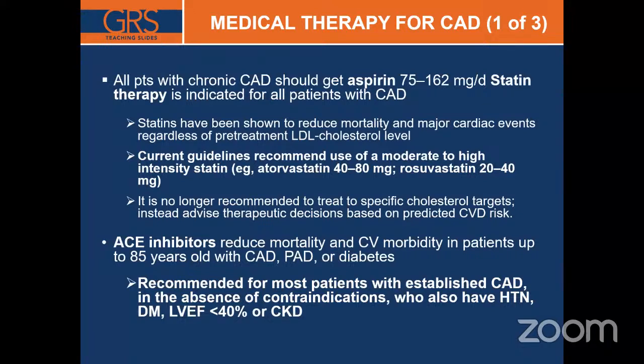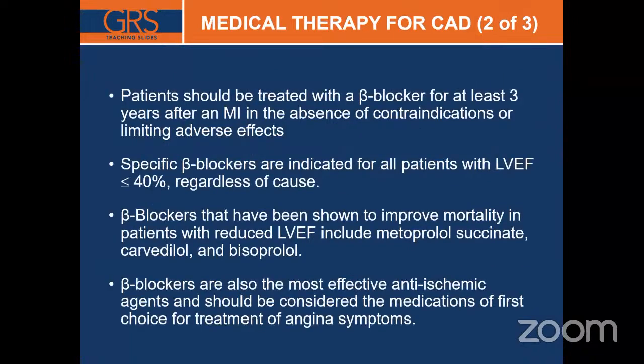As for calcium channel blockers, they're effective as anti-ischemic agents. They're used when beta blockers are contraindicated or in combination therapy with beta blockers or long-acting nitrates. Speaking about long-acting nitrates, isosorbide mononitrate is less effective than beta blockers or calcium channel blockers for anti-ischemic treatment, but may be used as combination therapy.